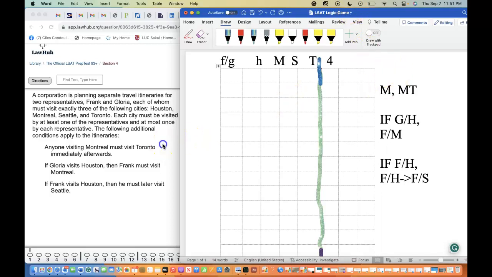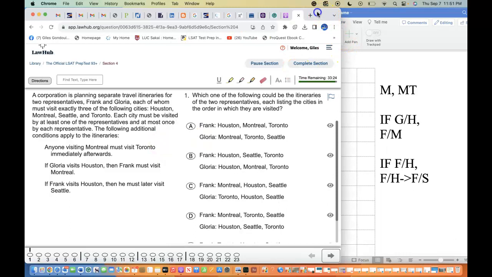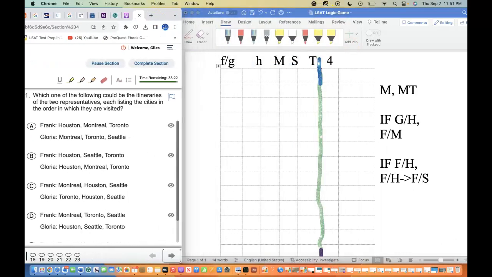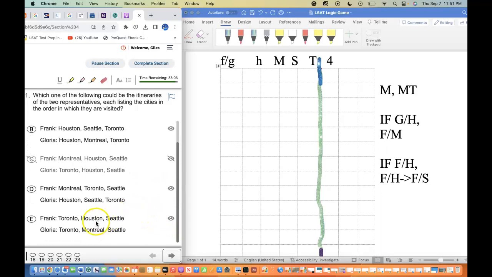Alright, so now we're going to go look at each question, and we already took a few minutes to come up with the setups. Which of the following could be the answer to the two representatives' cities listed in the order in which they are visited? So starting with the M rule, M then T, look at my mouse, I'm quickly looking for Montreal and seeing Toronto after, and if I don't see it, I take it off the board immediately.